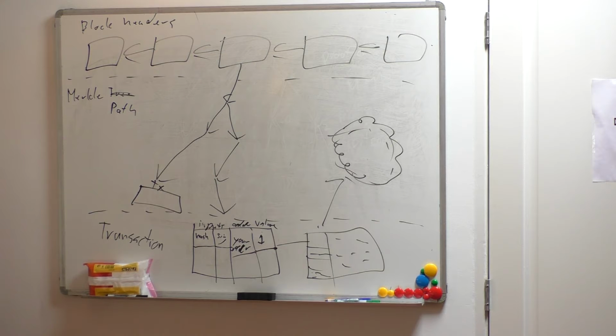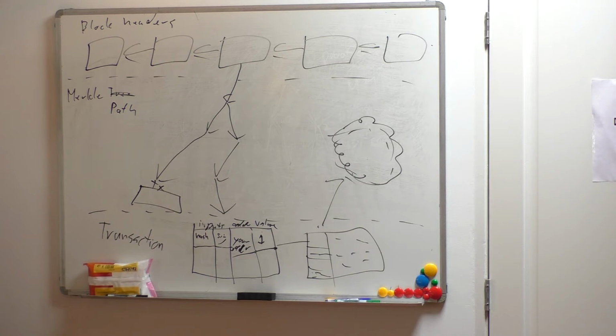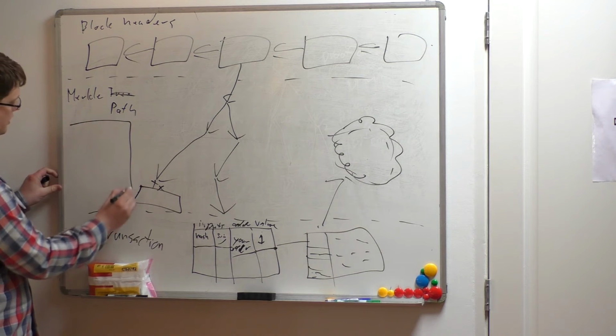But how is the full node actually checking the inputs? Because you have a hash and a signature, and how do they look it up? So this goes back to your UTXO set. Yes, you look the hash up in your UTXO set, which is this big table.